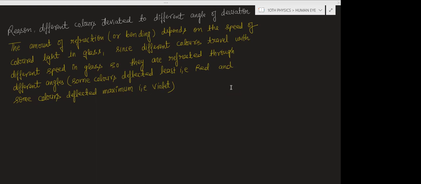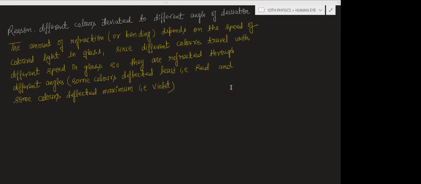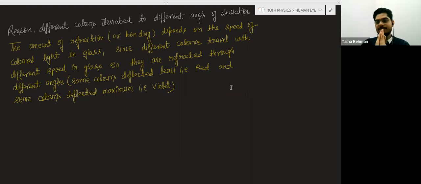Have you understood now why different colors have different deviation? Because every color has a different speed moving in the medium, and refraction depends upon the speed.